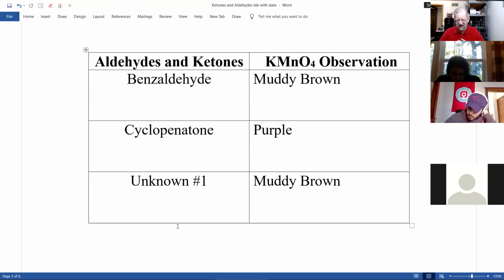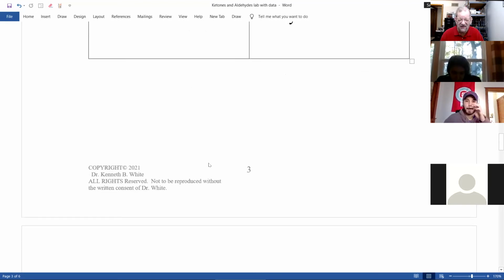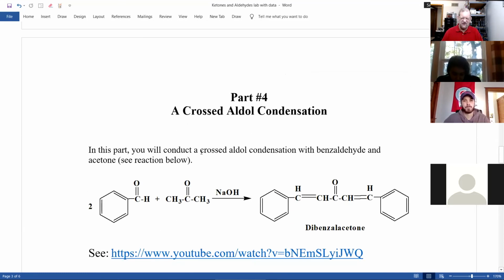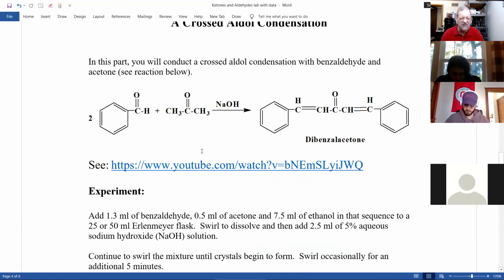Now, I feel real sad now because the next part is really fun for students to do. And this is called a cross-aldol condensation. And this is a reaction in which you react an aldehyde with a ketone. In this case, notice 2 aldehydes, benzaldehyde with acetone.